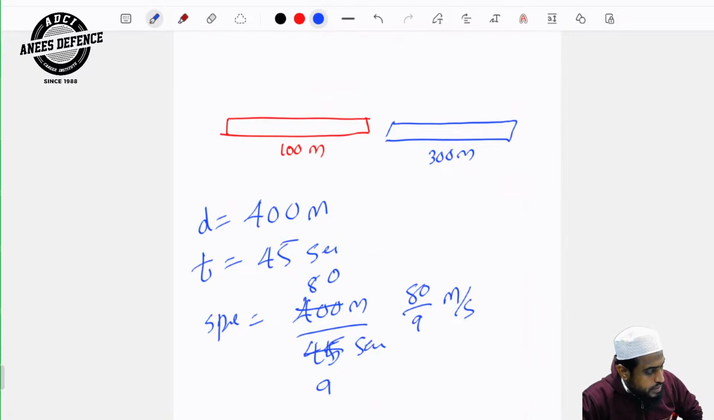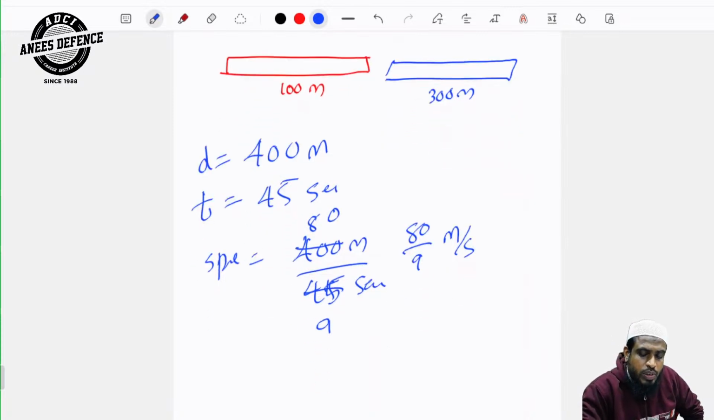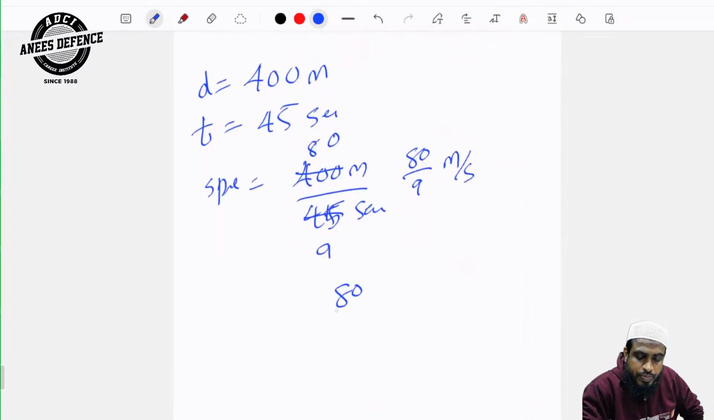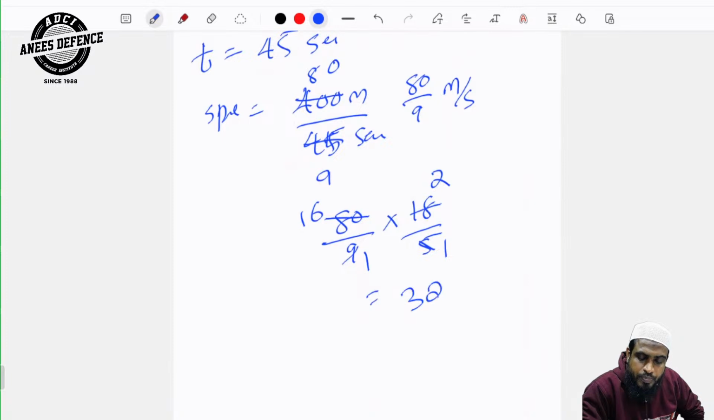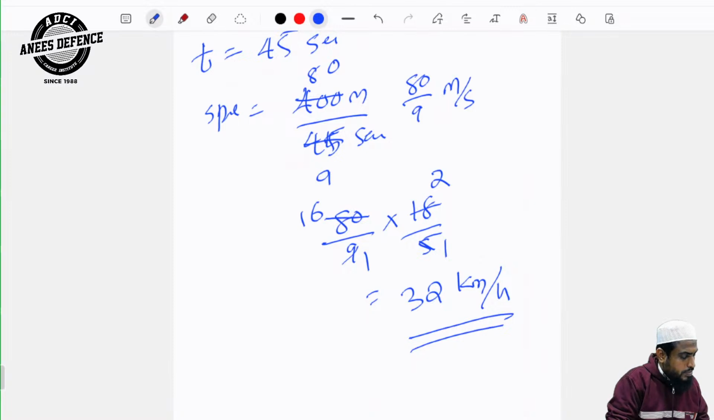But the answer is given in kilometers per hour. So how can we convert meters per second into kilometers per hour? Multiply by 18 by 5. So 1 into 5, 1 into 5, 6. So 1 into 9, 2 into 9. So 2 into 16. The answer will be 32 kilometers per hour. So the answer is 32 kilometers per hour.